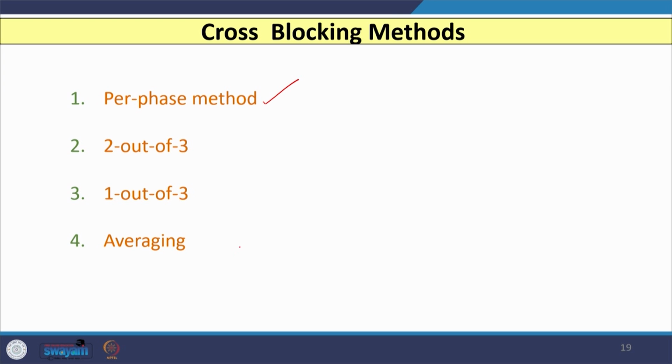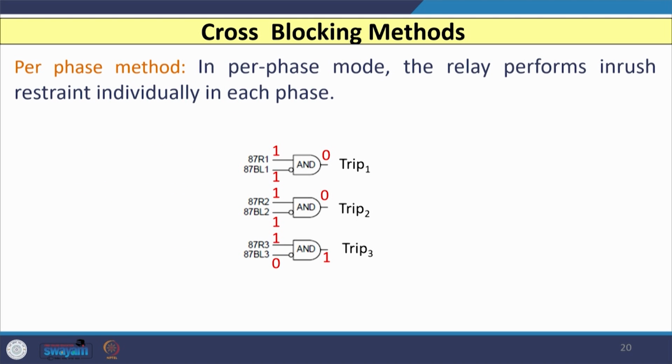So, in cross blocking method 4 different methods are used. Those methods are per phase method, 2 out of 3, 1 out of 3 blocking and averaging concept. So, let us see the first method, per phase method. In this method the relay performs the inrush restraint individually in each phase. So, here you can see that I have shown the 3 phases.